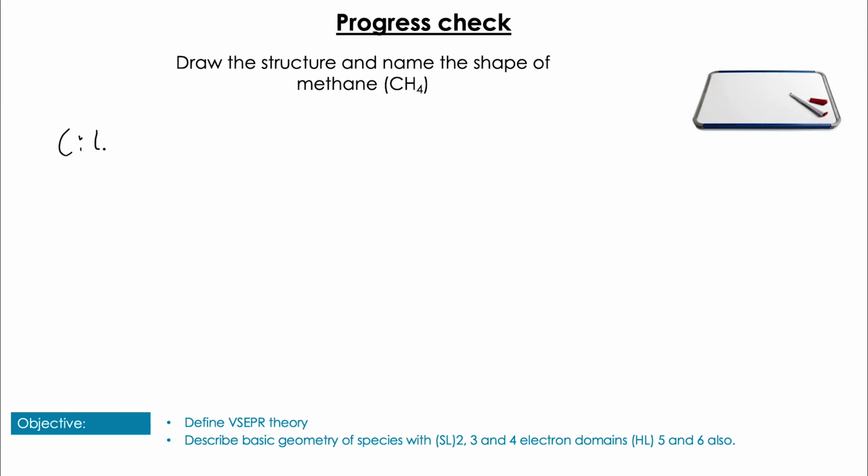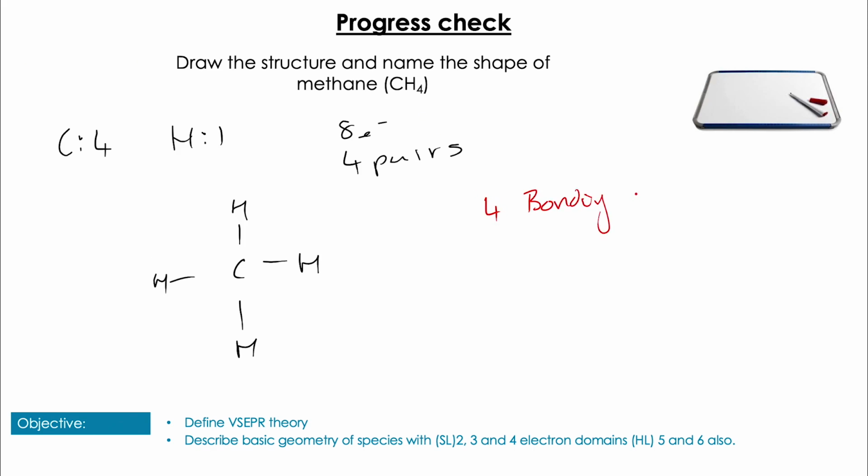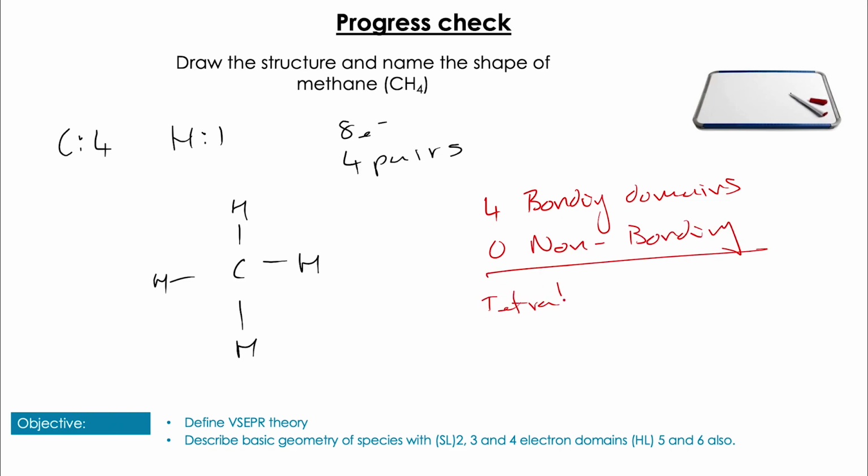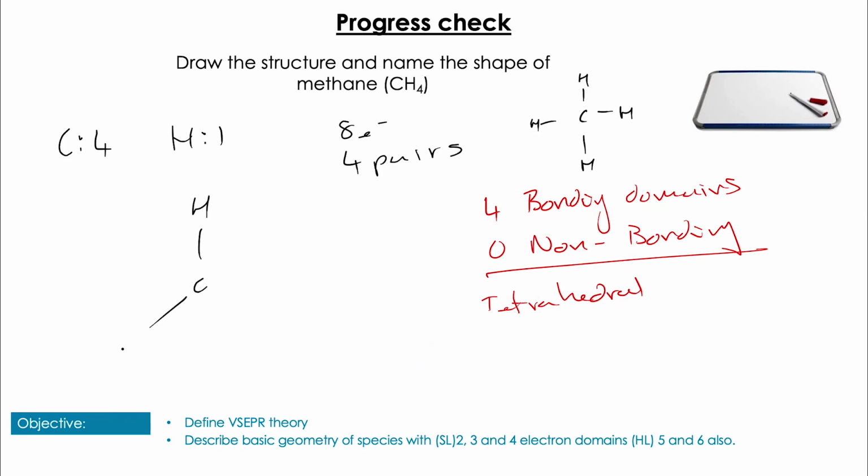So as always, we're going to start by drawing a Lewis structure for this. And because we've got 4 pairs of electrons, that means we're going to have 4 bonds to the hydrogens. Now we've got 4 bonding domains and 0 non-bonding domains or lone pairs. So we have 4 overall, which gives us a tetrahedral shape. Now, when we're drawing this in 3D, we want to include the forward wedge and the backward dash to indicate the 109.5 degrees repulsion in the 3D structure.